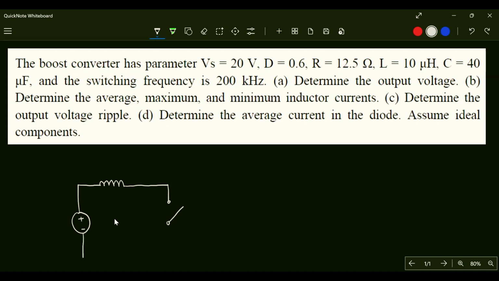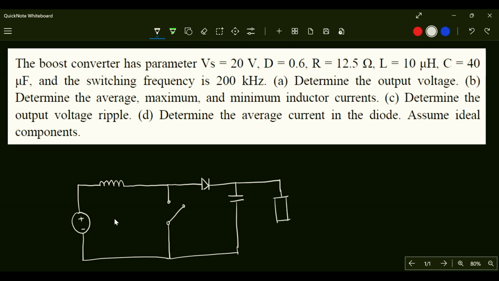I'm going to make a video and dive into details about how this circuit works. Then we have a diode, and we have a capacitor here, just to maintain a constant output voltage. Then we have the load here, and across the load we get the output voltage. And this input voltage, we have the inductor here.